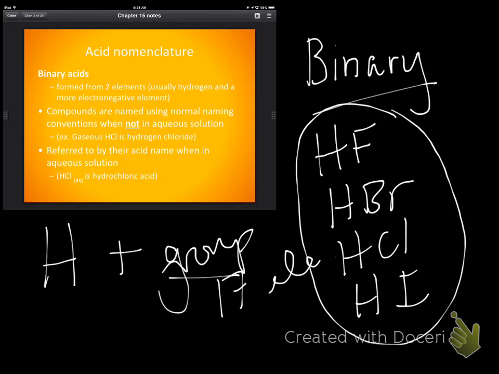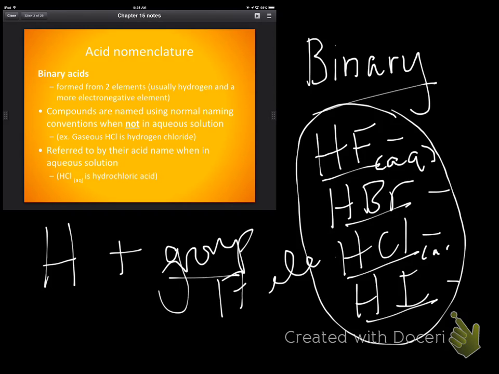So, a lot of these things exist at room temperature as a gas. When they are a gas, when they are a pure compound, when they're not in aqueous solution, we don't call them by their acid names. So, this is hydrogen fluoride, hydrogen bromide, hydrogen chloride, hydrogen iodide. But when we put them into aqueous solution, now we have an acid.